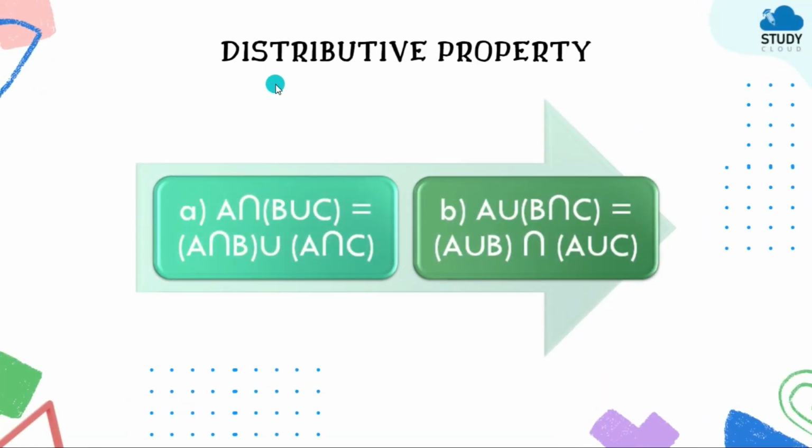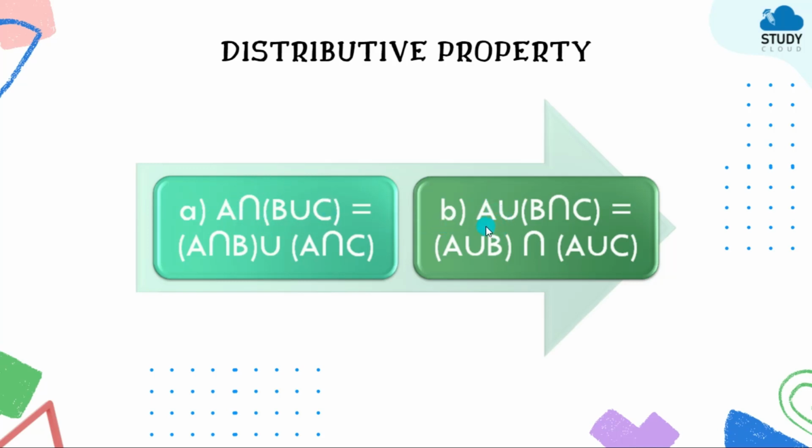Now there is the distributive property. Some important properties are given to you. You just have to remember these properties. First, A intersection (B union C) will always be equal to (A intersection B) union (A intersection C). So the intersection of A, B and A, C, and the union means the values contained in both parts, will always be equal to this one.